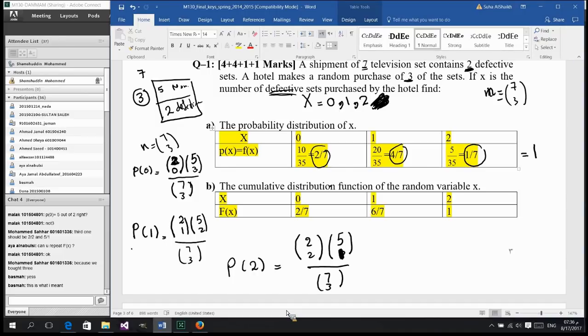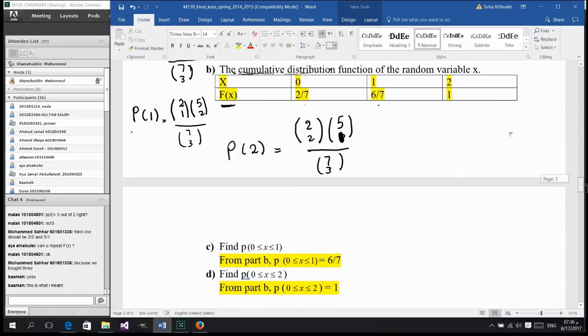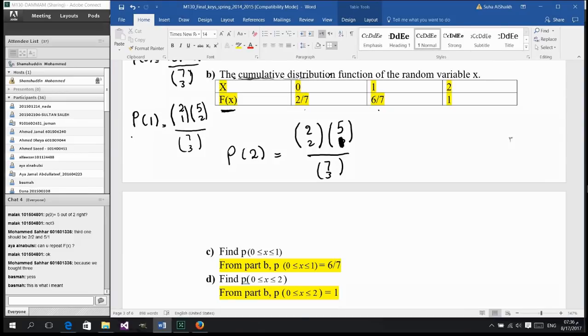Now, since I have the table, they are asking me to find the cumulative distribution. To find the cumulative distribution, at 0 it is 2 over 7. At 1, it is 2/7 plus 4/7, which is 6/7. At 2, it's the sum of all of them, which is 1. So my capital F(x), my cumulative distribution here, is this table. And from that, they are asking me to find the probability from 0 to 1. From the table, it means the probability at 0 and the probability at 1, which is 6 over 7 actually.